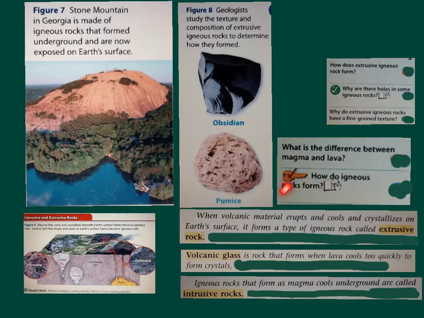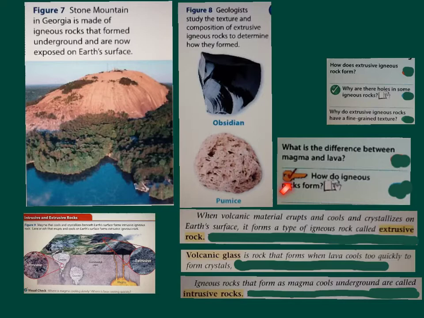Extrusive rocks. When volcanic material erupts and cools and crystallizes on Earth's surface, it forms a type of igneous rock called extrusive rock. Materials such as lava and ash solidify and form extrusive igneous rocks. Lava can cool rapidly on Earth's surface. This means that there might not be enough time for any crystals to grow. Extrusive igneous rocks, therefore, have fine-grained texture.